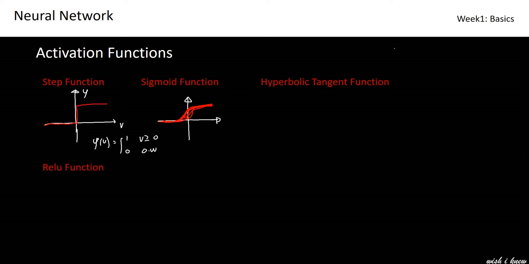Another type of activation function is the hyperbolic tangent function, and it's just like a sigmoid, but it spans from -1 to 1, and that's the only difference. And then the ReLU function is there, and it is always 0 if your logit is less than 0, and it goes up forever.